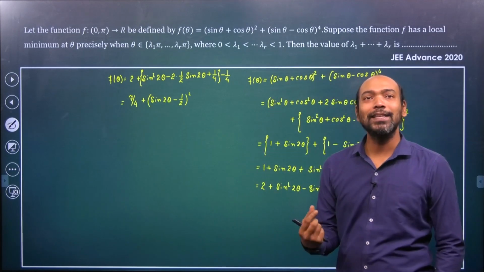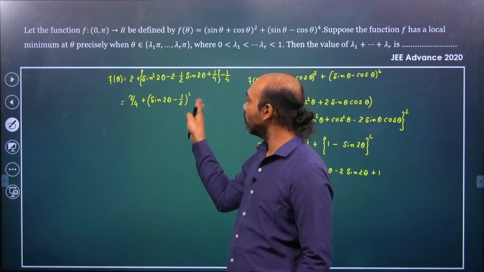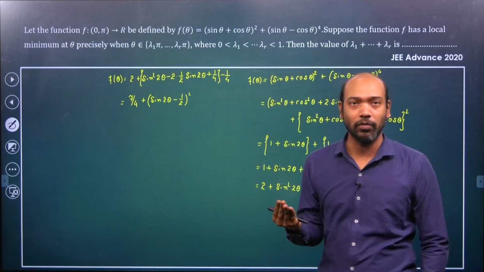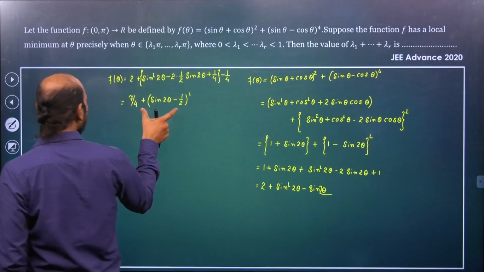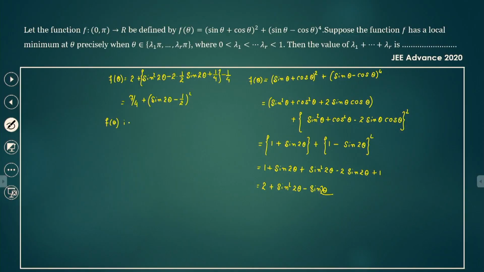Now, when is it minimum? This function is always 7 by 4 plus something, and (sine 2 theta minus half) whole square is always greater than or equal to 0. So we can say f theta is minimum only when sine 2 theta minus half is equal to 0. That implies that sine 2 theta is equal to half.